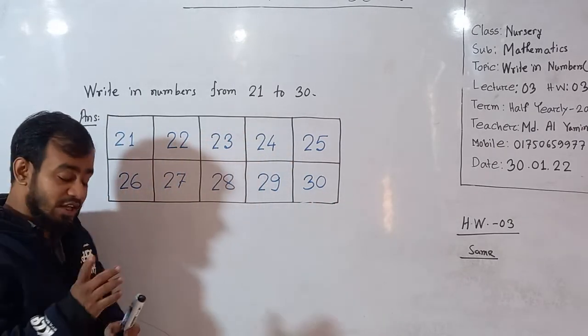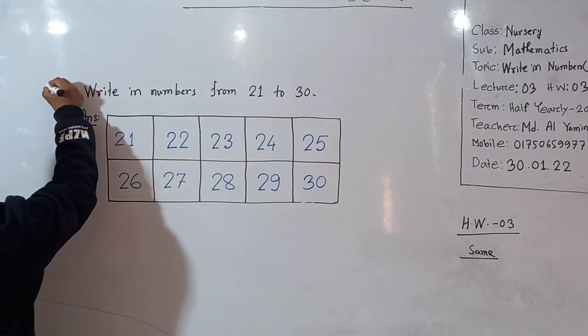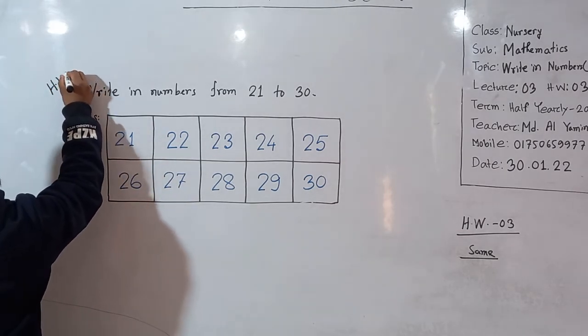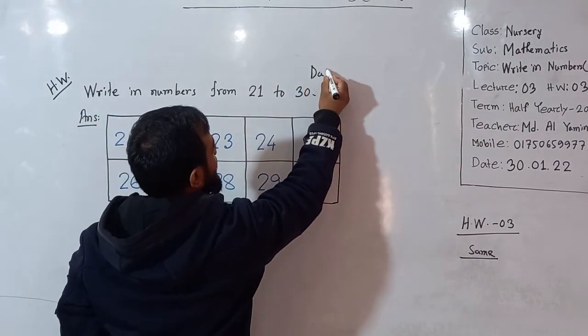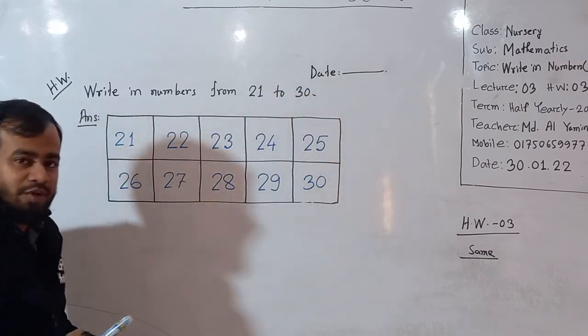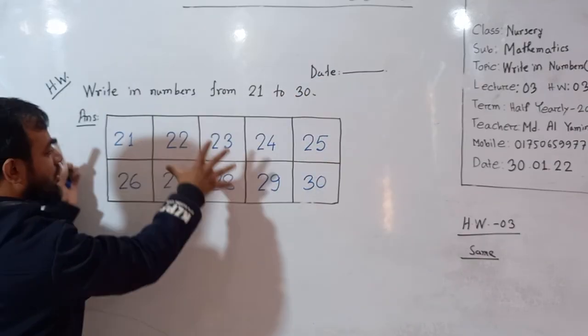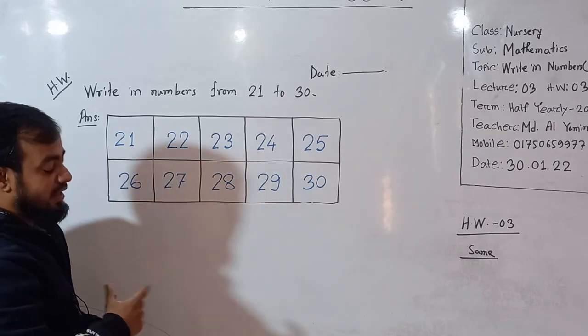Dear students, this is also your HW. You must write it in the top left corner of your HW copy. Also write the date in the top right corner, the date on which you are writing on the copy. Write this nicely on your CW copy and in your HW copy.